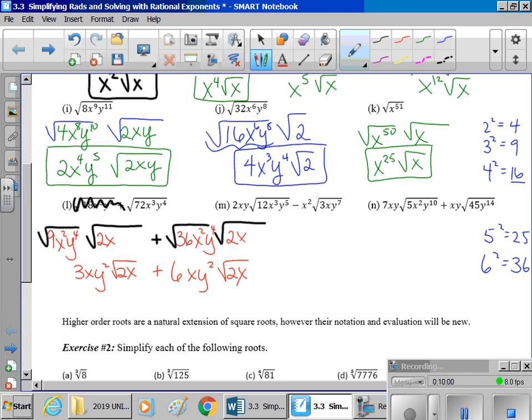So see how these are exactly the same? We have xy squared rad 2x, xy squared rad 2x. It's the only way that we can add these two together. So our final answer is 9xy squared rad 2x. So nothing changes behind the coefficients. We're just adding the coefficients because it's a plus sign. And as long as they're exactly the same, you can add them together. So if you want to try M and N on your own, basically you're going to be doing the same thing, and we can discuss them during class.